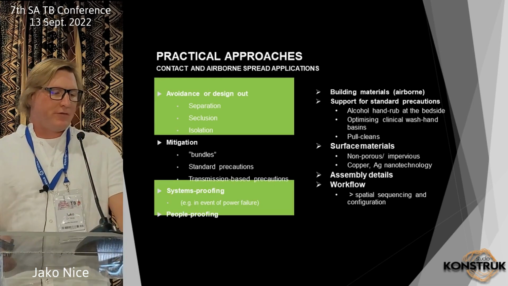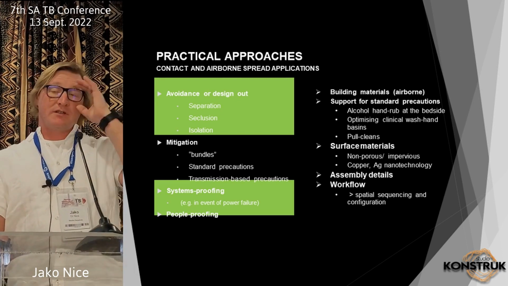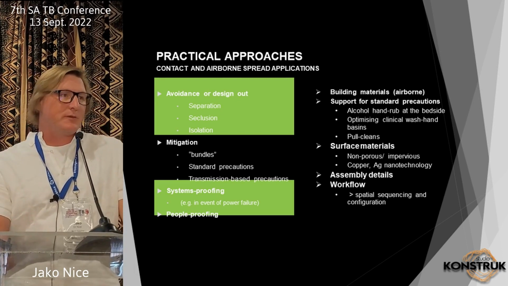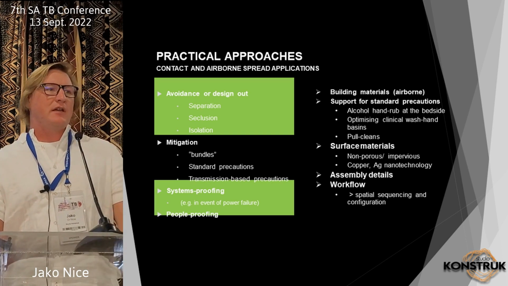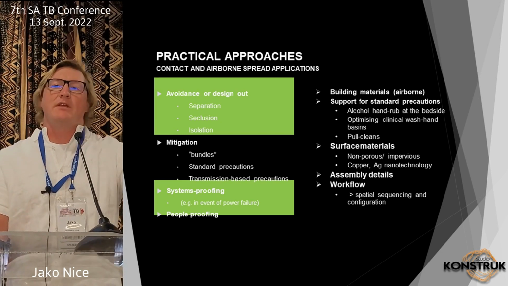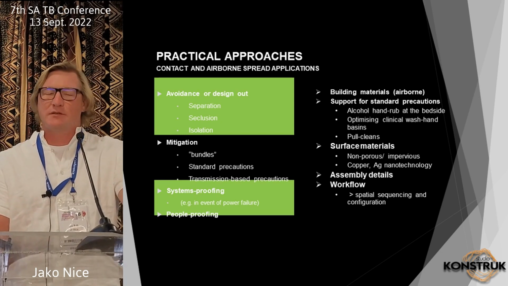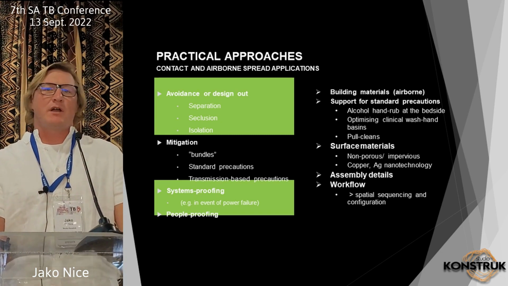Then systems proofing and people proofing. So from a sustainability point of view, it's critically important that we understand this. There is a difference between systems proofing and people proofing. So systems proofing is facing the fact that we have Eskom and we need to deal with it. That is systems proofing. So how am I going to deal with that? What am I going to put in place?